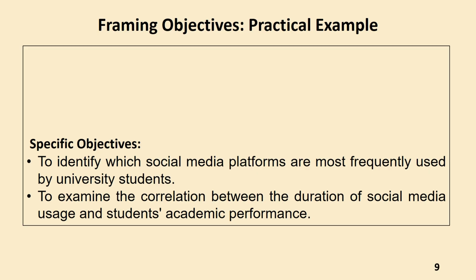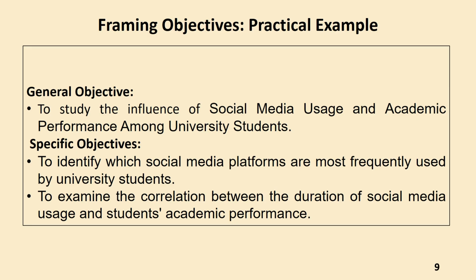So just see here. A specific objective is to identify which social media platforms are most frequently used by university students. Second specific objective is to examine the correlation between the duration of social media usage and students' academic performance. So I hope you are forming a topic for this research objective or the related general objective. Let us see here. General objective: to study the influence of social media usage on academic performance among university students.